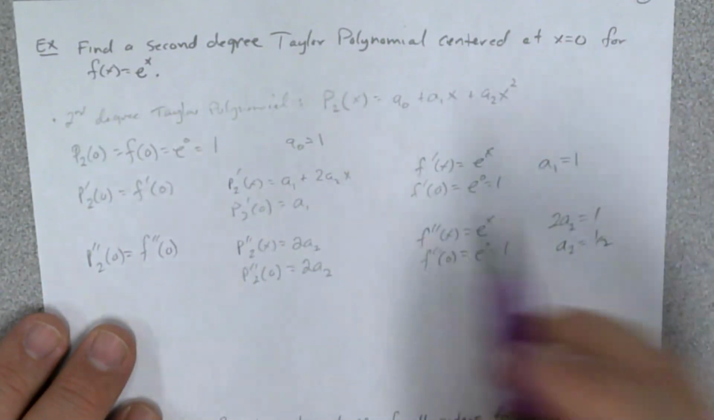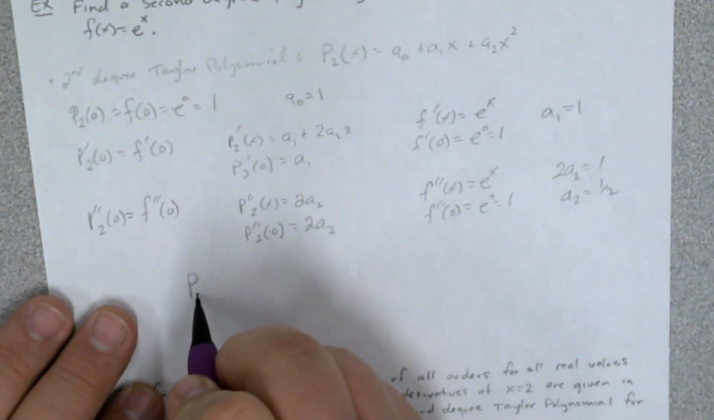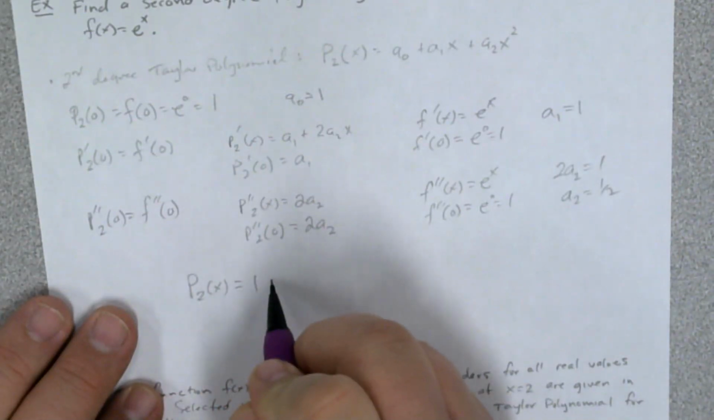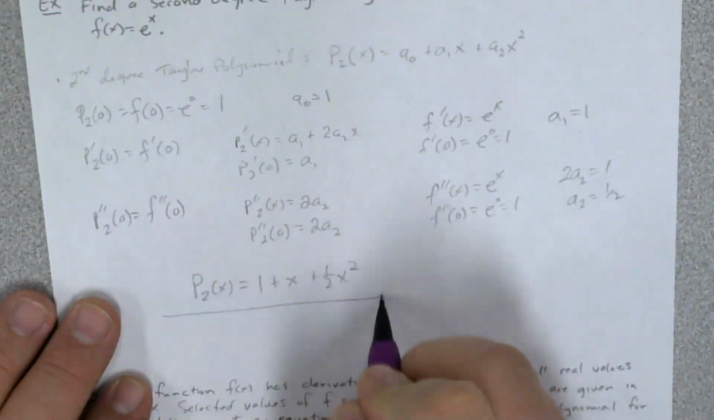Now that I know what each one of these three coefficients are, I can come over here and write my Taylor polynomial, a second degree Taylor polynomial. And there you go.